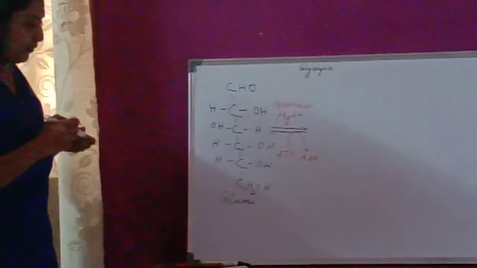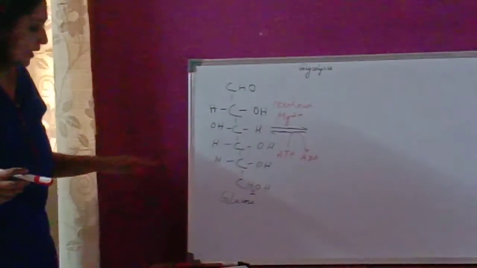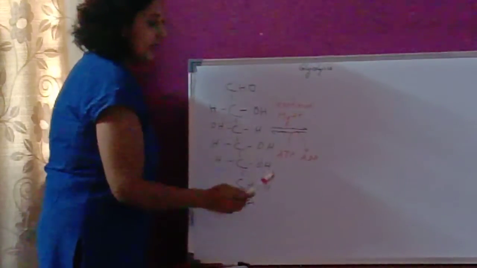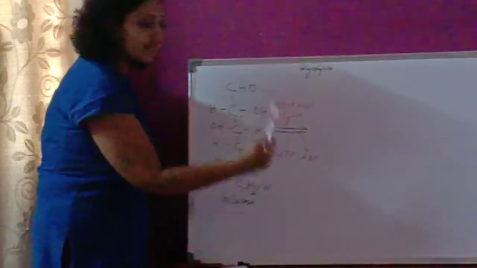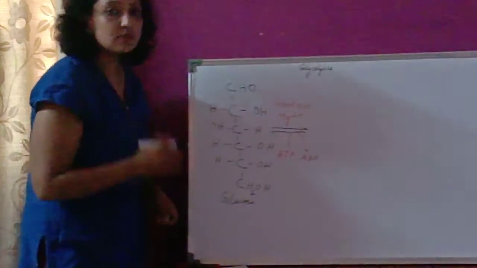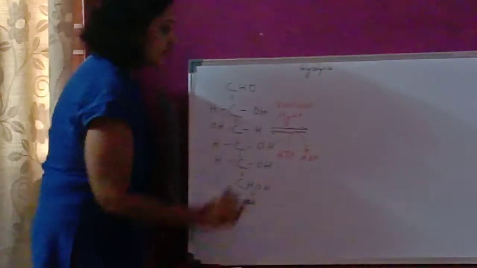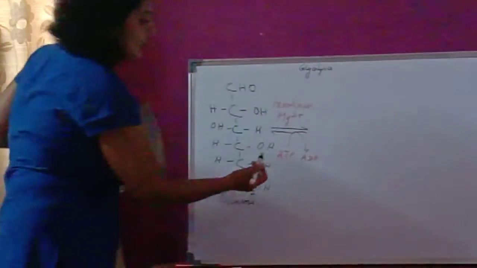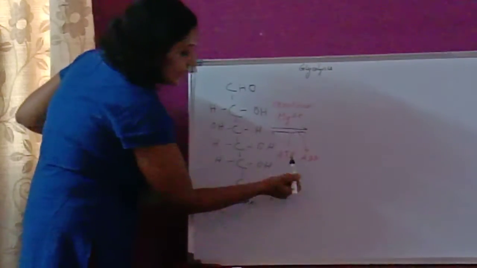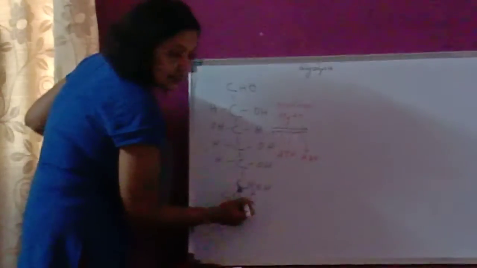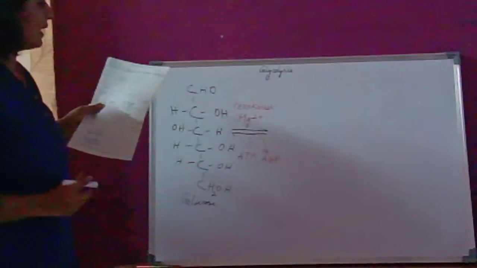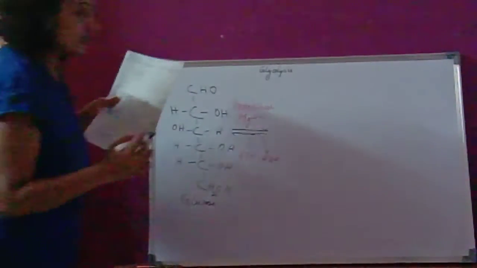In the first step, glucose, in the presence of the enzyme hexokinase, gets converted to glucose 6-phosphate. Now I am going to write the structure of glucose 6-phosphate. With the kinase enzyme and ATP, the phosphate group from ATP gets added to the glucose molecule. That is, in the 6th carbon atom, the phosphorylation takes place. So let me write the structure of glucose 6-phosphate.